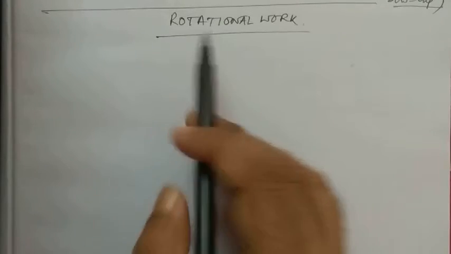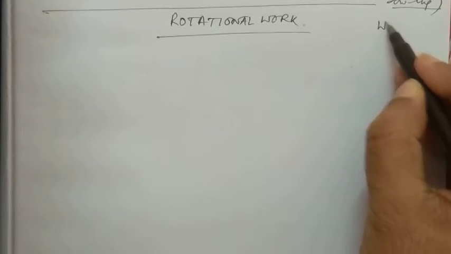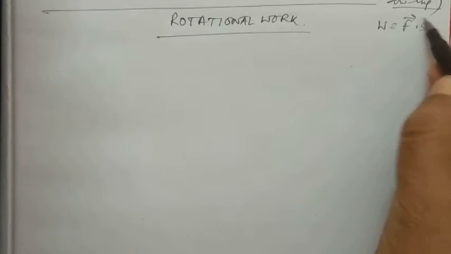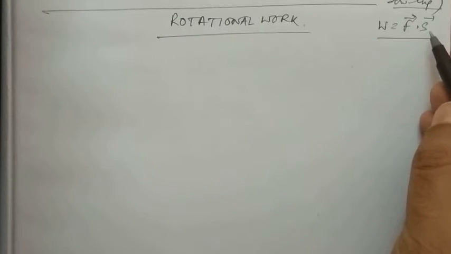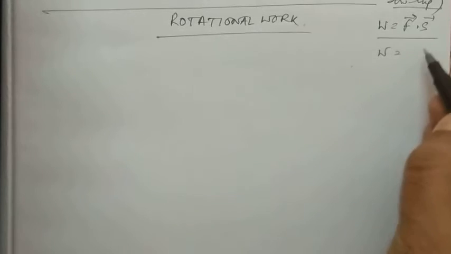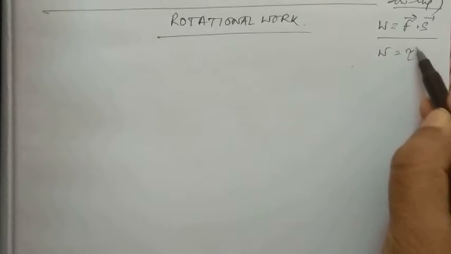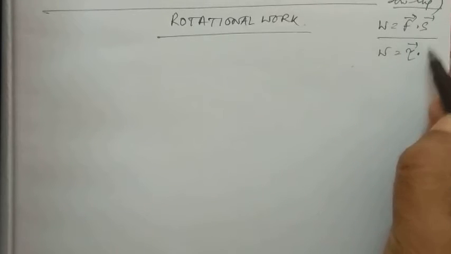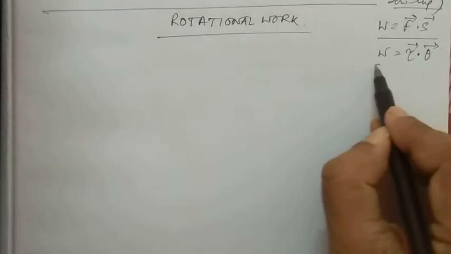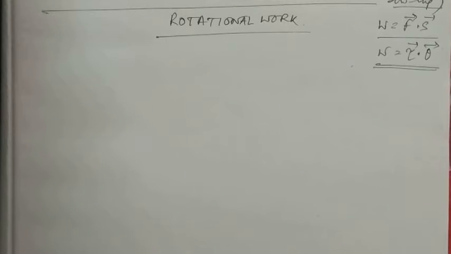Now we start with rotational work. In linear or translational motion, we have studied about work. Work was force into displacement, F dot S. So if we write the rotational analog of both force and displacement, we can get the rotational work formula. Instead of force we write tau, the rotational analog of force, and linear displacement is replaced by angular displacement. So the formula will be W is equal to tau dot theta, where tau means the torque and theta is the angular displacement.